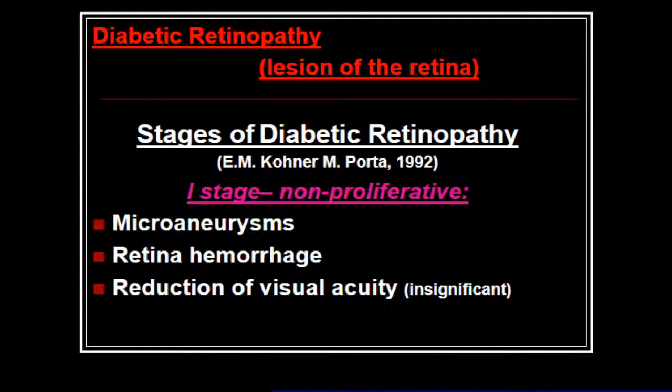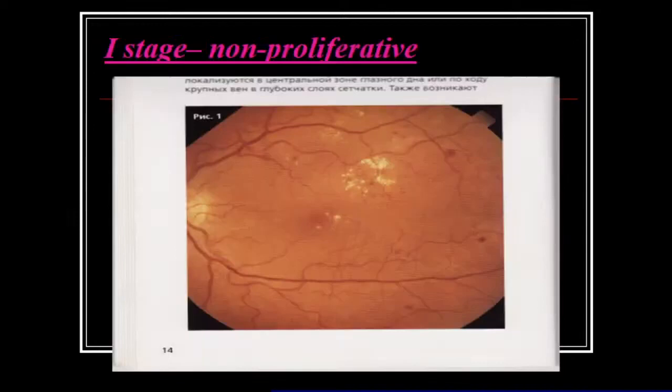The next complication, diabetic retinopathy, lesion of the retina. Stages of retinopathy. First stage, non-proliferative. Microaneurysms, retina hemorrhage, reduction of visual acuity insignificant. It's a non-proliferative retinopathy.